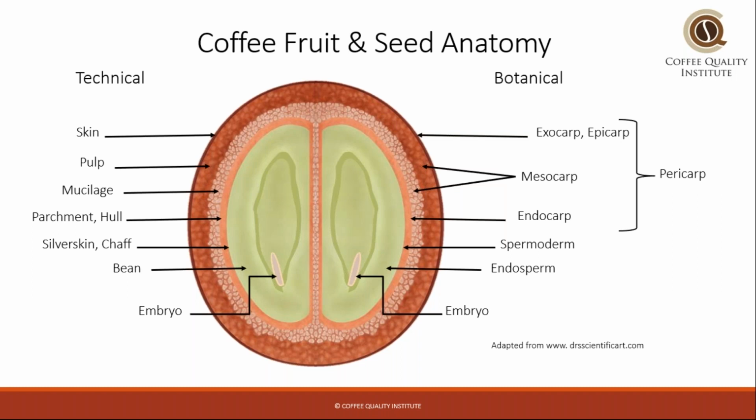You can see on the botanical side, again, we have the pericarp, which is made up of 3 parts, the exocarp, the mesocarp, and the endocarp. And if you look on the left side of this diagram, on the technical end, you can see that the exocarp is the skin. The mesocarp is the pulp and mucilage, and the endocarp is the parchment or hull. Those are the 3 parts of the pericarp, and you can sort of think of all of those as parts of the fruit. Now, you can move down on this diagram to look at the parts of the seed. There is the spermoderm, otherwise known as the chaff or silver skin, the endosperm, which again is the seed itself, makes up most of the seed, and the embryo.